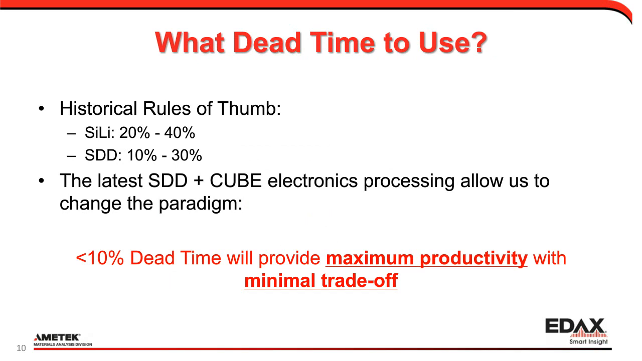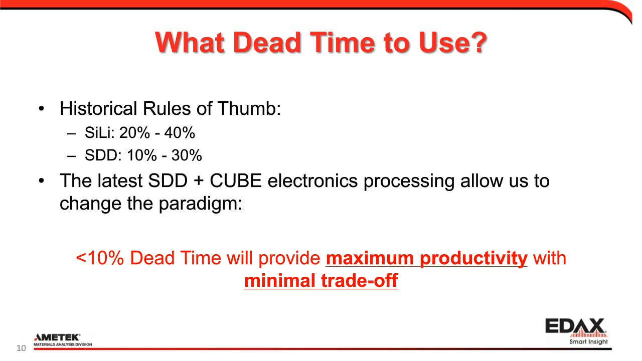So the next question that I'm going to address is another common question during the EDAX training process, and that's what dead time to use. Dead time is a factor that considers the detector efficiency of conversion from input count rate to output count rate. That means that the input count rate is the raw counts that are hitting the detector. The output counts are how many are making their way through the electronics processor and making their way into the spectrum. Dead time, quite simply, is lost time.